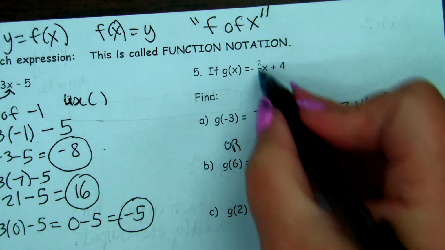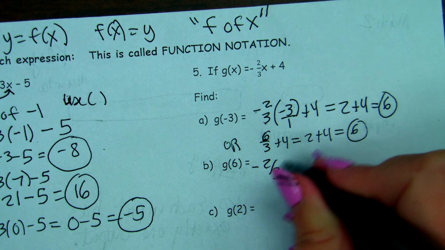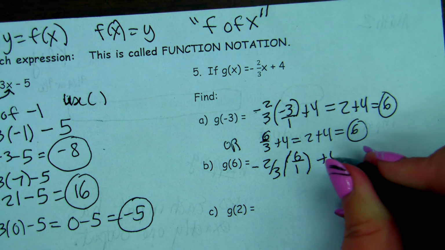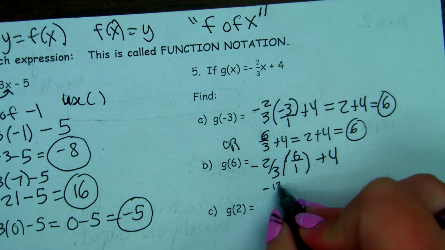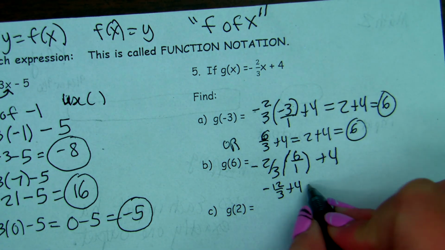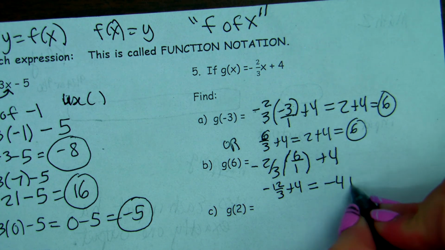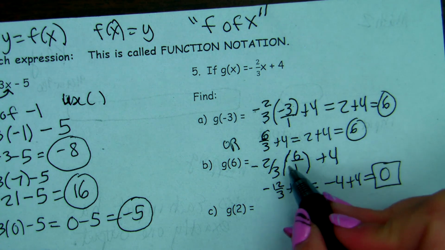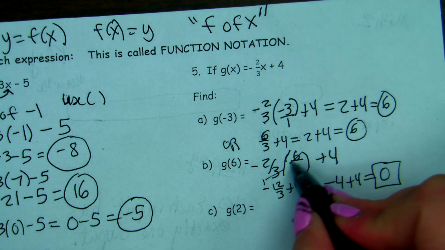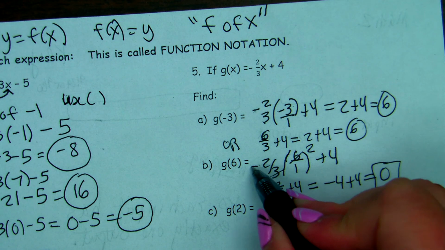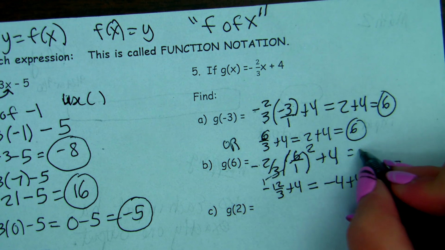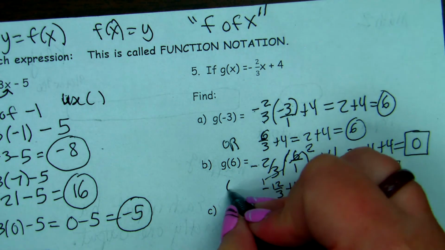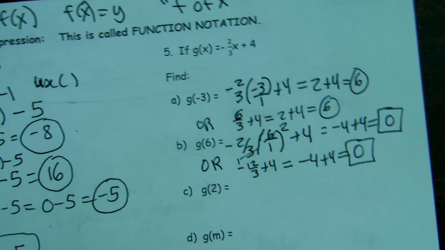G of 6. We're going to put 6 over 1 in for our x plus 4. So we get negative 12 over 3 plus 4, which is negative 4 plus 4, which gives us 0. Or we can cancel the 3 with this, and 3 goes into 6 twice, and we get negative 2 times 2 is negative 4 plus 4, which is 0. You don't have to do it both ways, you just have to do it one of the ways.